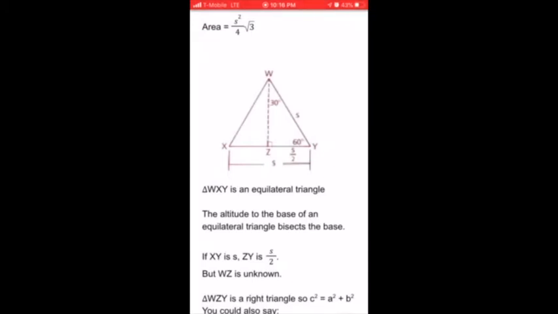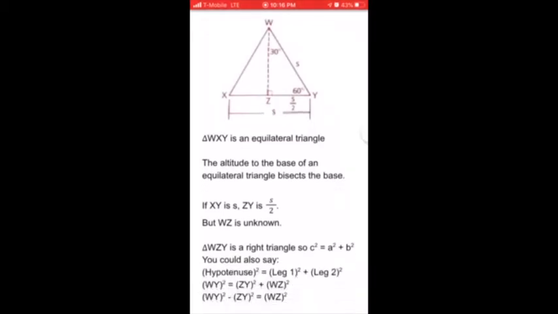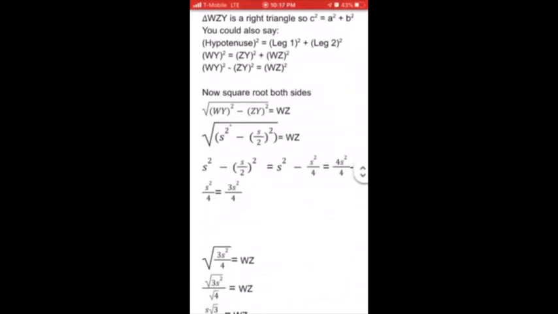wzy is a right triangle, so c squared equals a squared plus b squared. You might remember that as a squared plus b squared equals c squared, but if you think about it, they're equivalent. Another equivalent way of saying it is hypotenuse squared equals leg 1 squared plus leg 2 squared. wy is clearly the longest side of that triangle, and it's directly across from the 90-degree angle, so wy is our hypotenuse. wy squared equals zy squared plus wz squared.